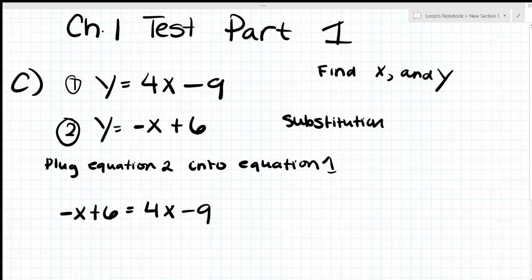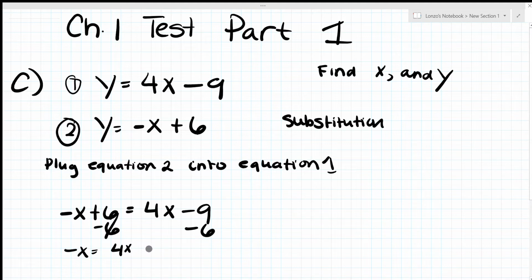Okay, now what to do? I want to solve for x, right? So that's one of my variables. So what I'm going to do is subtract 6 from both sides. This cancels. So we're left with negative x equals 4x. And then negative 9 minus 6 is negative 15.